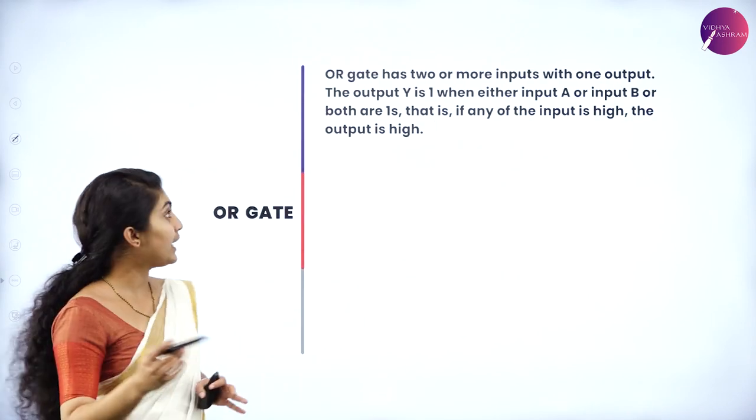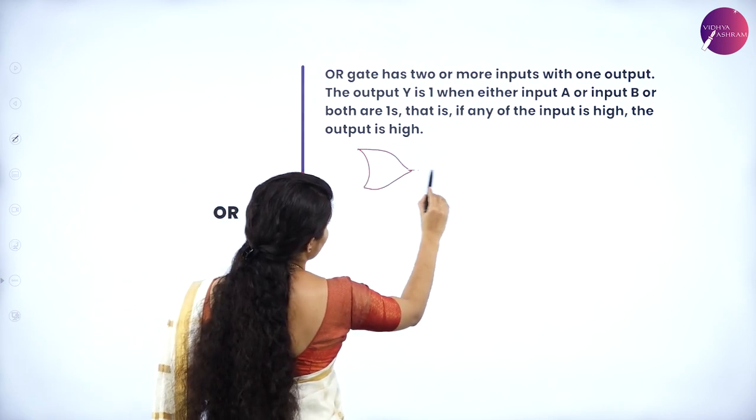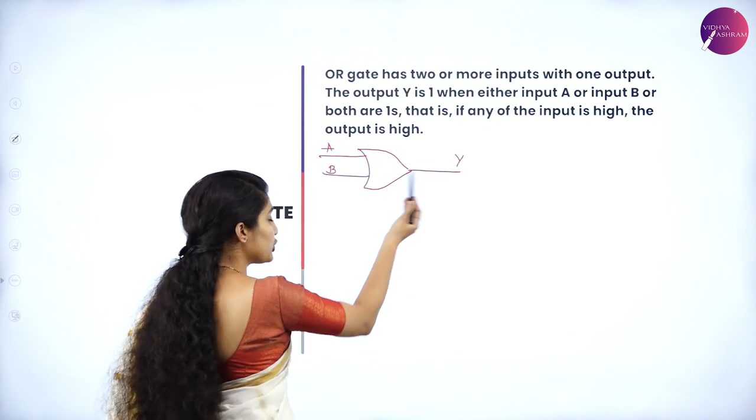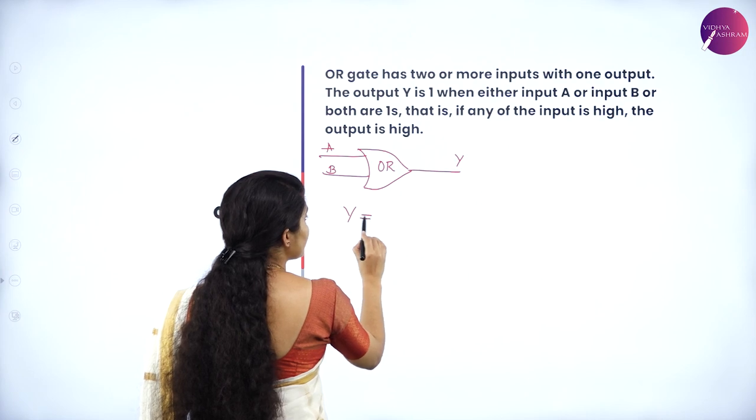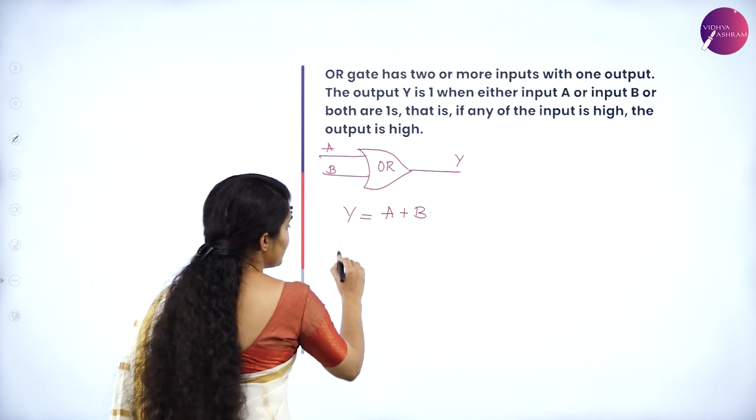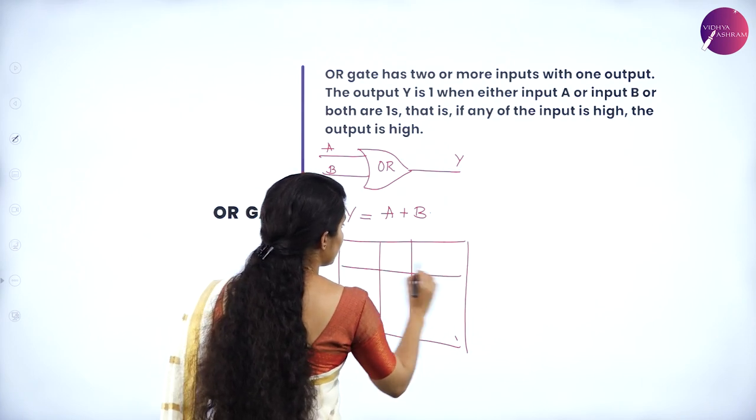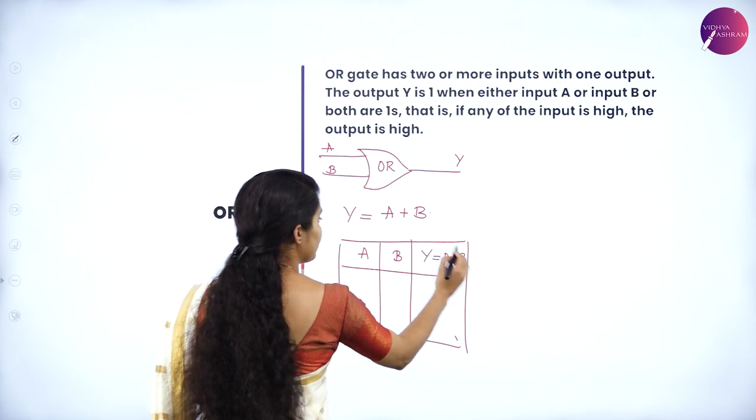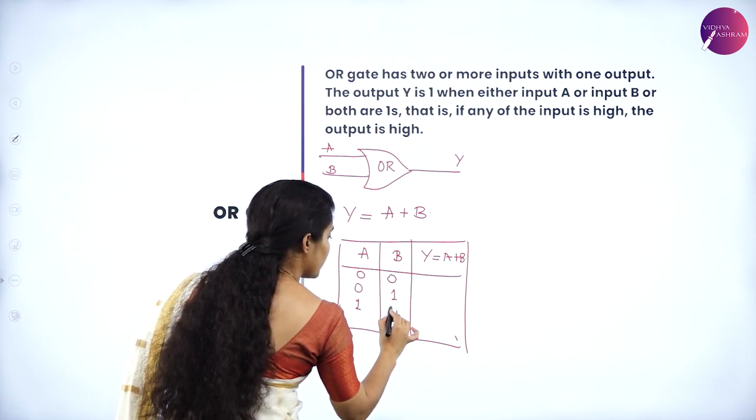Similarly, let us go to the next gate, that is the OR gate. In case of OR gate, there are two inputs, input A and input B, and here it is output Y. So this is the OR gate. The formula of OR gate is Y is equal to A plus B. Now when we draw the truth table, we need two inputs and one output: input A, input B, and output Y is equal to A plus B. So 0 0, 0 1, 1 0, 1 1.